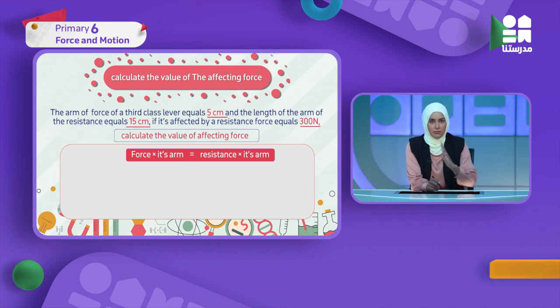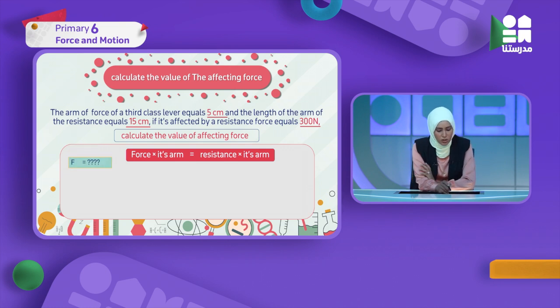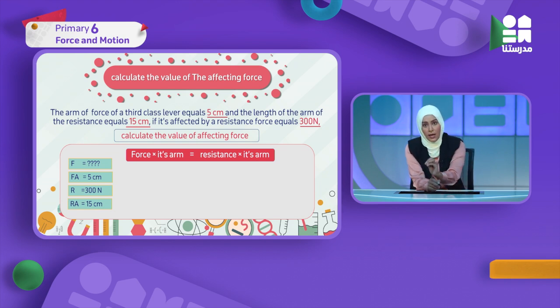بعد كده هعمل إيه؟ أجي على الدرافت أطلع كل البيانات اللي عندي. الفورس هو أصلا بيقول لي calculate the affecting force، يبقى الفورس is unknown. its arm أرجع للبروبلم هلاقيه بيقول لي the arm of force is 5 centimeter. Then resistance 300 نيوتن. هو في البروبلم كان قايل لي arm of resistance equal 15 سنتيمتر. هاخد الارقام احطها جوه تحت الرول.